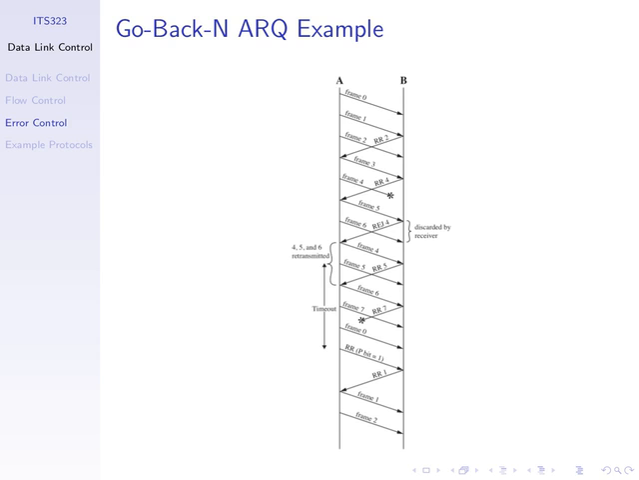If they are received successfully, B has received 0, 1, 2, 3. 5 and 6 it discarded. It threw them away. So next it receives 4, sends an ACK, receive ready for 5. Receives 5, receives 6, sends an ACK, receive ready for 7. The ACK gets lost in this case.